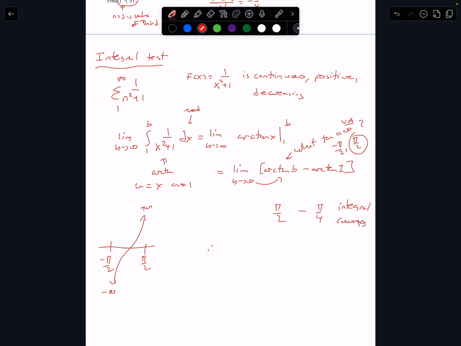Therefore, the integral test says if the integral converges, then we can say that the series converges by the integral test.